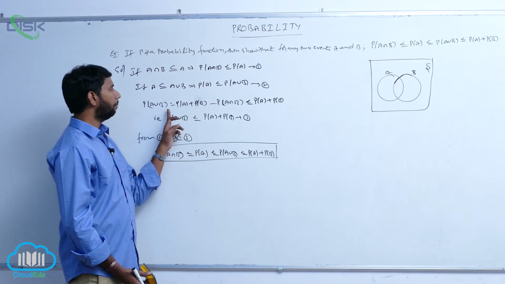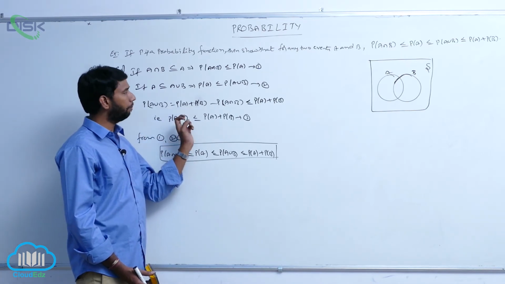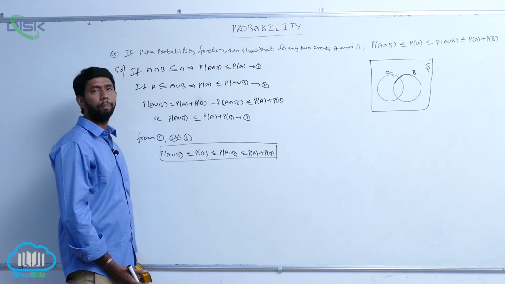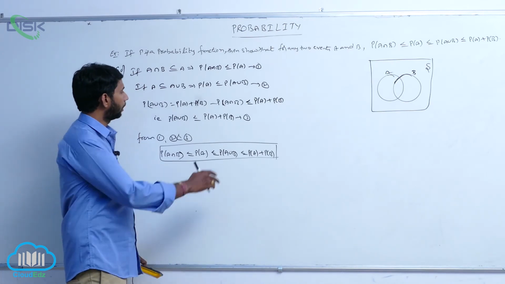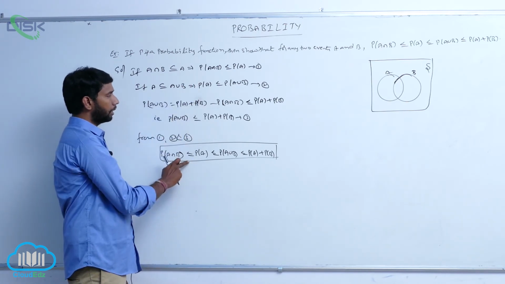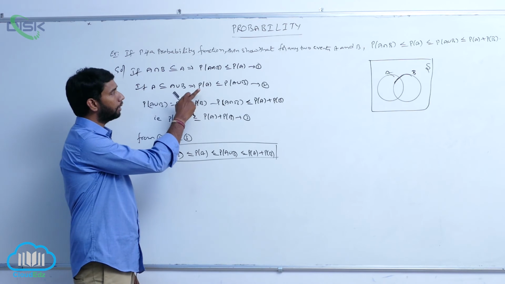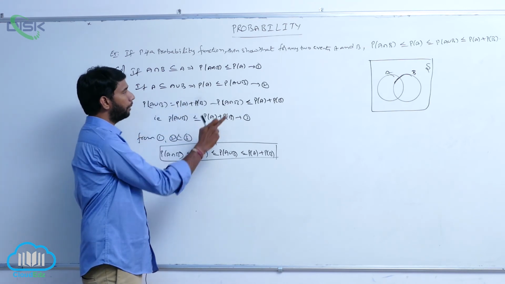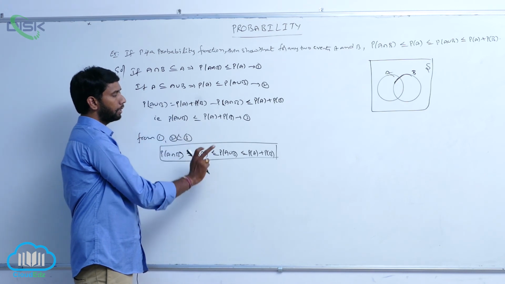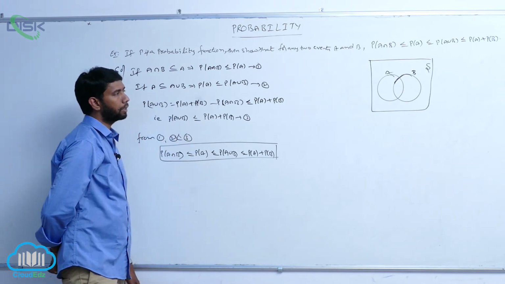And P of A union B is equal to P of A plus P of B minus P of A intersection B, which is less than or equal to P of A plus P of B. Therefore, from these three conditions, P of A intersection B is less than or equal to P of A, and from the second condition, P of A is less than or equal to P of A union B, and from the third condition, P of A union B is less than or equal to P of A plus P of B.